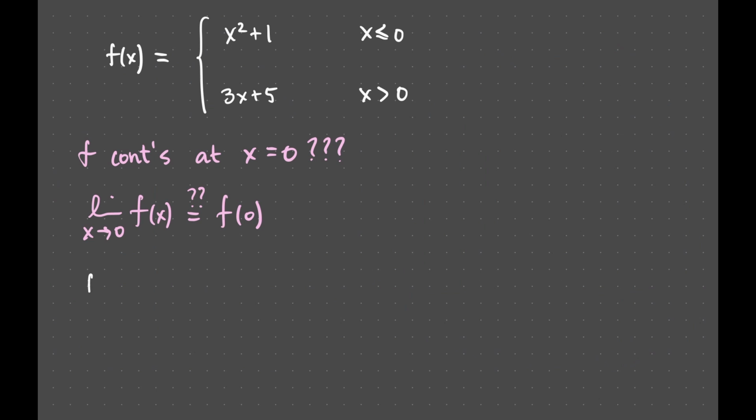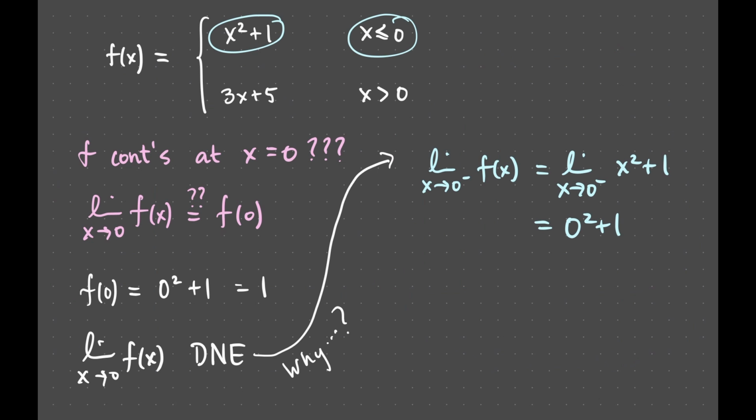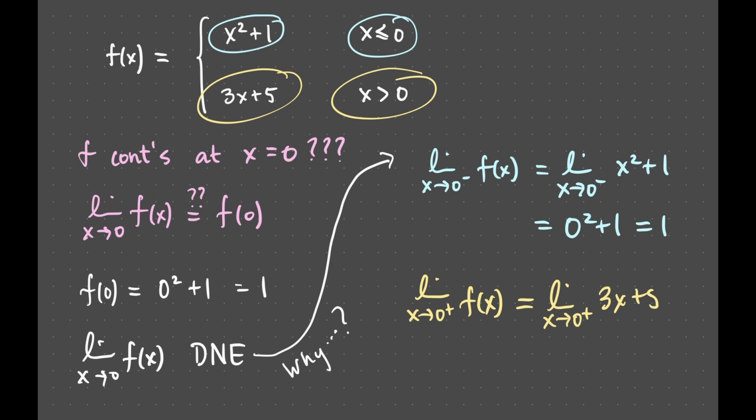Certainly the value of f at 0 exists because it's just the relevant piecewise definition at x equals 0, which is 0 squared plus 1, or 1. However, the limit doesn't exist because we claim the left-hand limit and the right-hand limit don't agree. Indeed, if we look at the left-hand limit, this is the limit where x goes to 0 from the left, meaning that it's the limit of the upper piece of the function as x goes to 0, which is 1. However, for the right-hand limit, we use the lower piece, and we take x to 0 to get the value of 5. Since the left-hand limit doesn't equal the right-hand one, we conclude that the double-sided limit doesn't exist. For this reason, the function fails to be continuous at x equals 0 because it fails to even have a limit there.